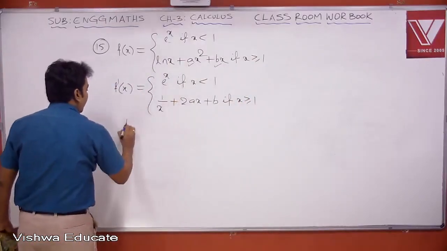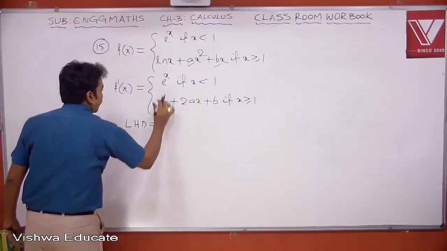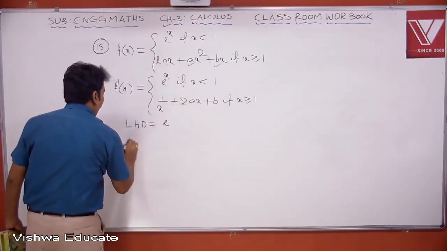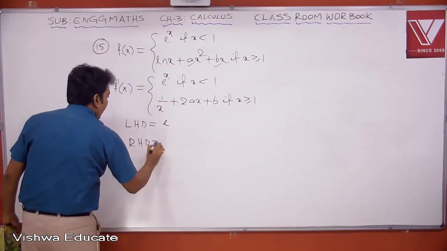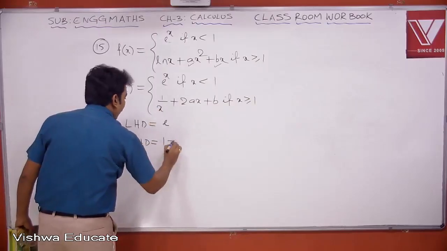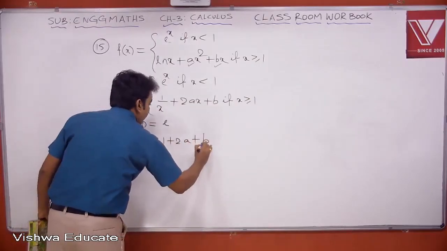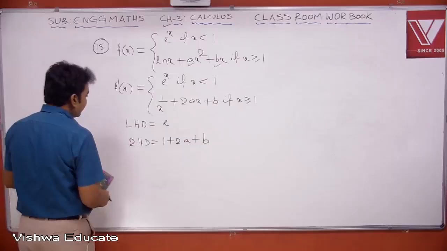Now what is LHD? LHD equal to e power 1, that is e. What is RHD? RHD equal to, replace x by 1, we get 1 plus 2a plus b.